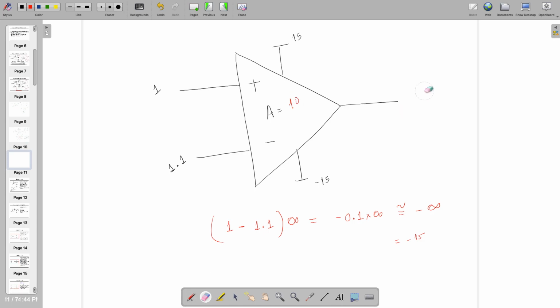In that case, you have to replace this with the real number of gain. It's 10, so it's minus 1. So the output is minus 1 volt. It does not reach plus 15 or minus 15. But if I want this to reach plus 15 or minus 15, there are two possibilities to reach this plus 15 or minus 15. Increase A.